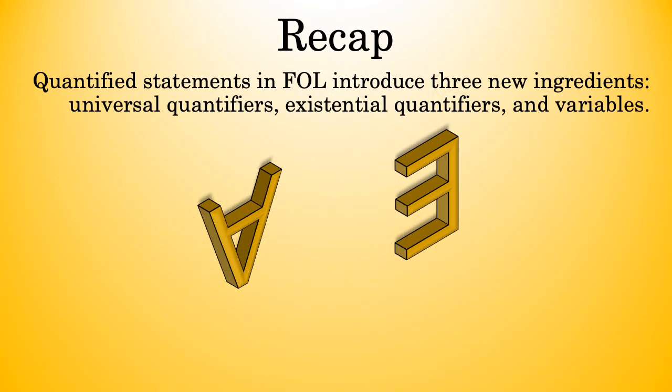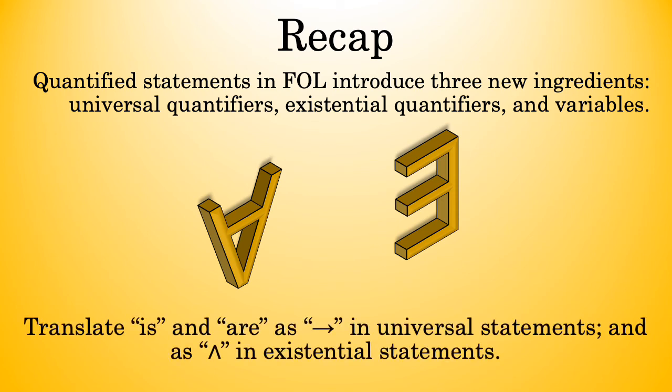So, summing up, quantified statements in first-order logic introduce three new ingredients: universal quantifiers, existential quantifiers, and variables. Make sure that you can distinguish between atomic formulas, which aren't sentences, and atomic sentences. Second, remember how to translate "is" and "are." You're going to translate it as an arrow with universal statements, that is with the upside-down A, and you're going to translate it as an "and" in existential statements, that is with the backwards E.